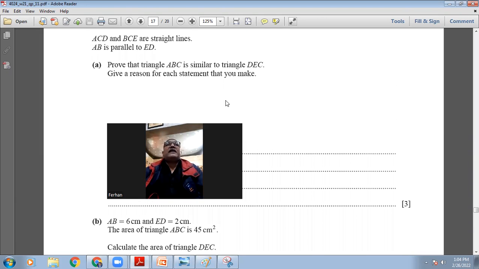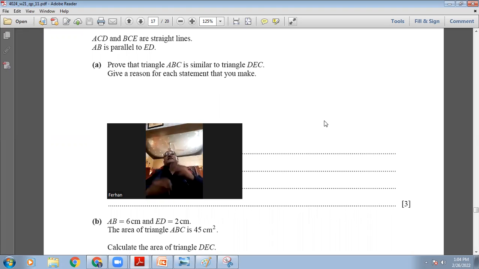From their names, you can see AB divided by DE equals BC divided by EC, and AC divided by DC.